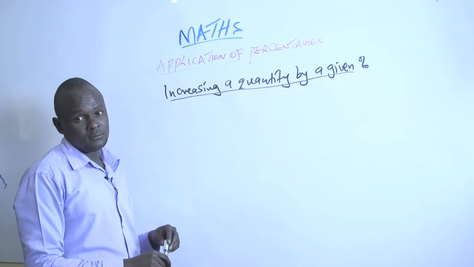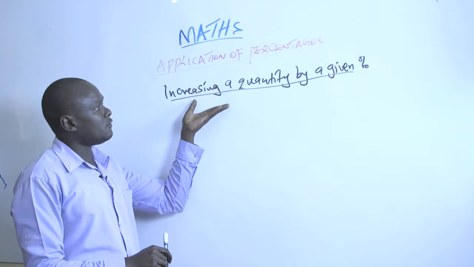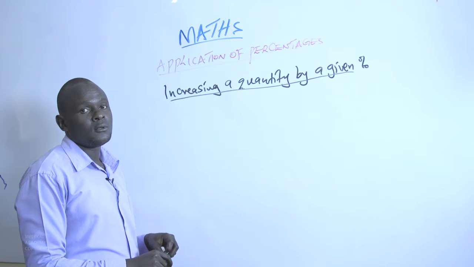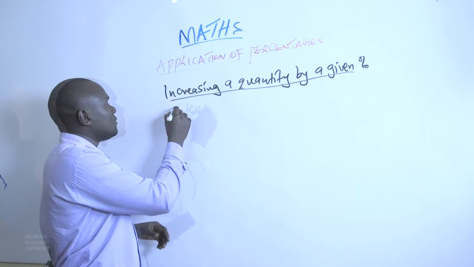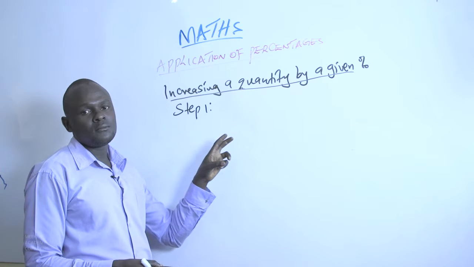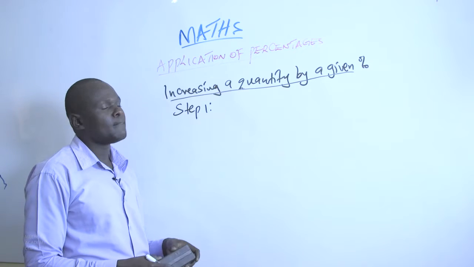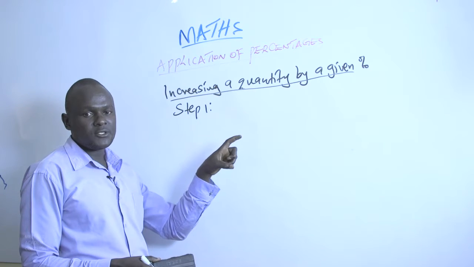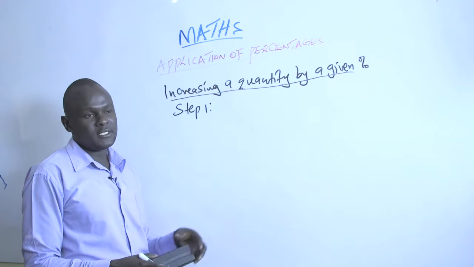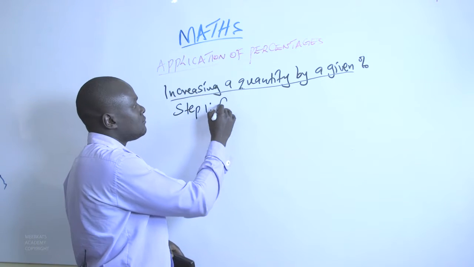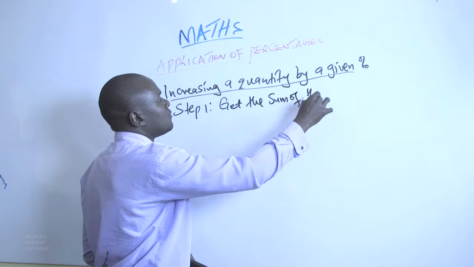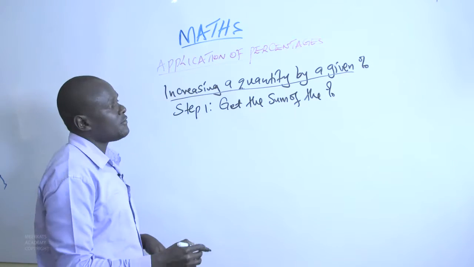Now, there are a few steps involved when we want to carry out this particular operation. And the first one is for us to get the sum of the percentages, because we assume that the given quantity is 100%. So if we are going to increase it by a given percentage, then we are going to have a new percentage. So we get the sum of the percentages.